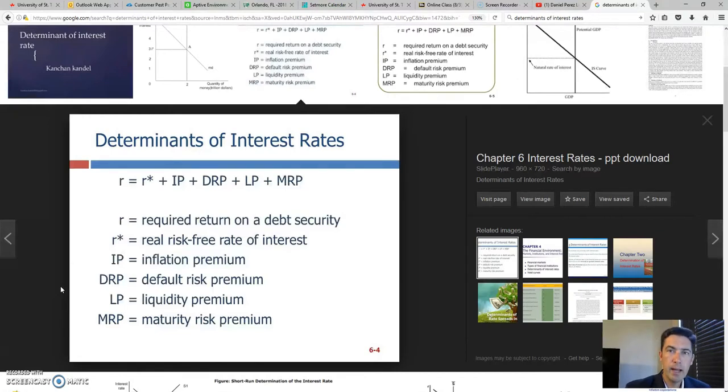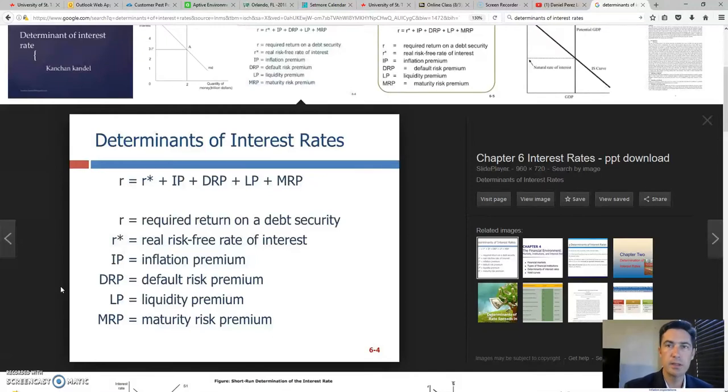So if you're buying or selling a 30-year bond, that bond is going to have a lot more maturity risk compared to a short-term bond. So if it's a 30-year bond, you're going to have to add a bigger premium to it compared to a short-term bond. So those are the 5 determinants of interest rates for bonds or for loans. Not every single bond has all these 5 components.